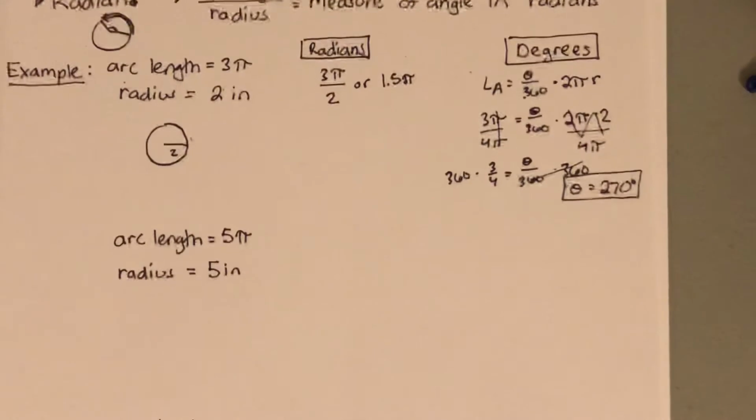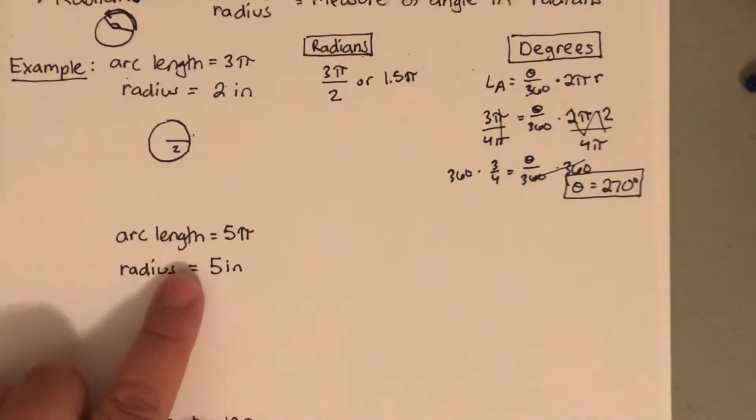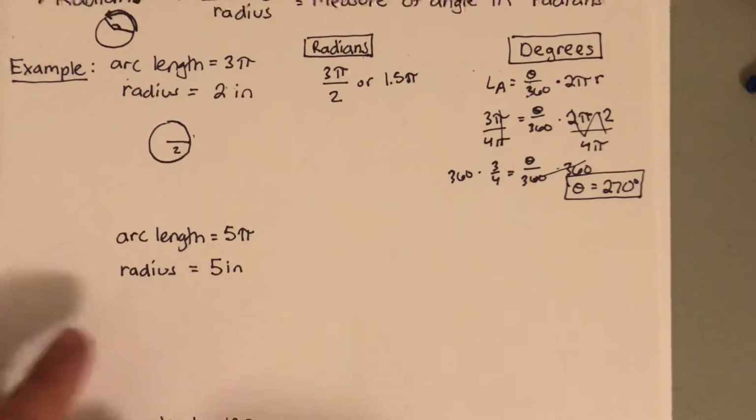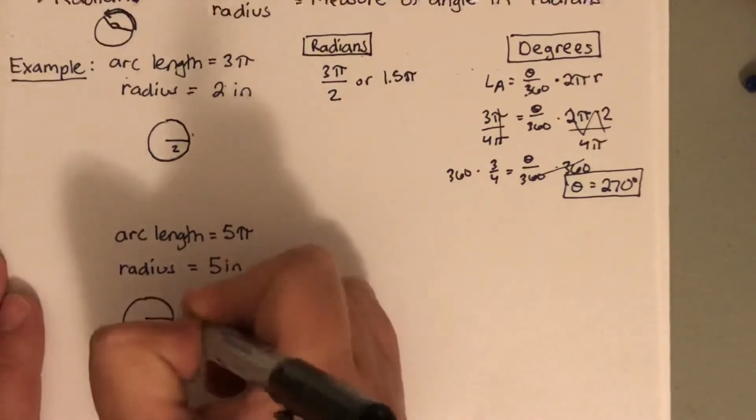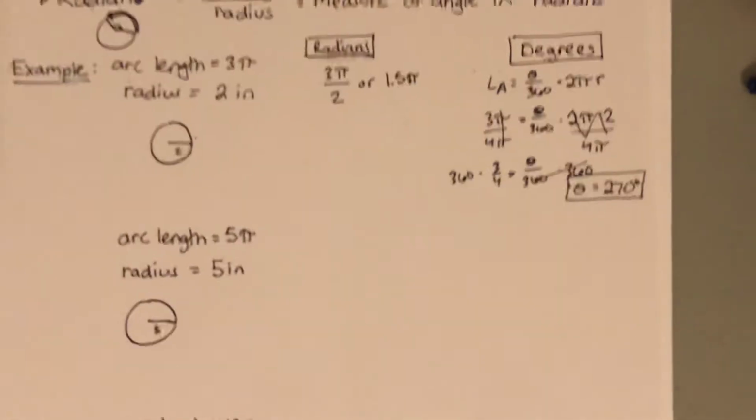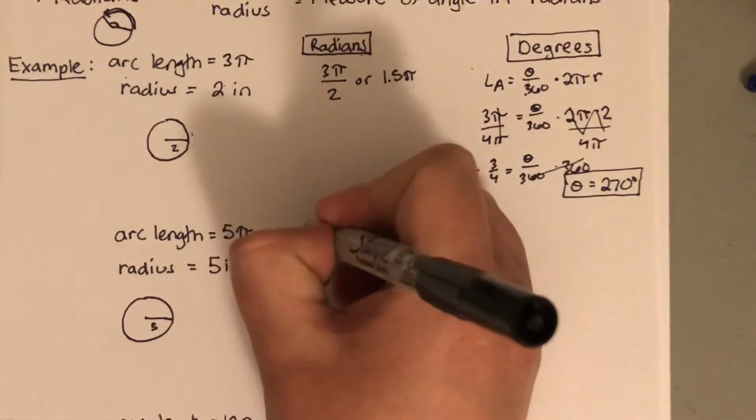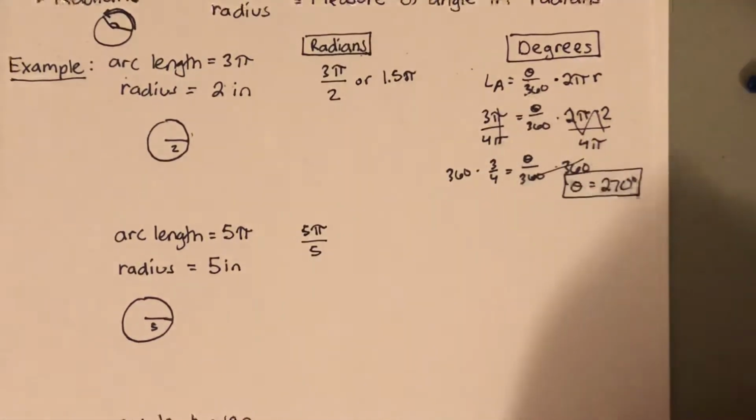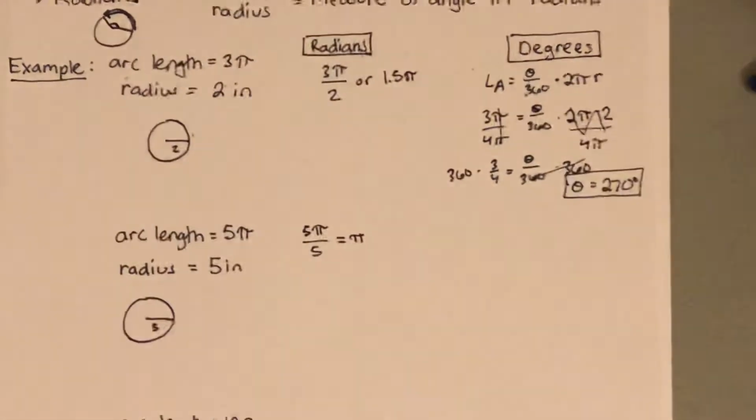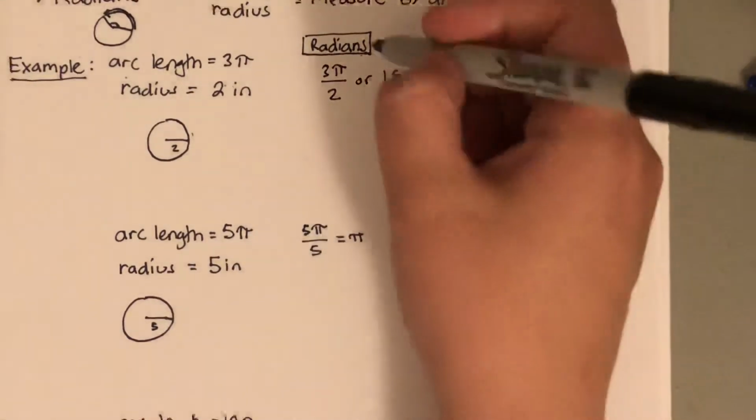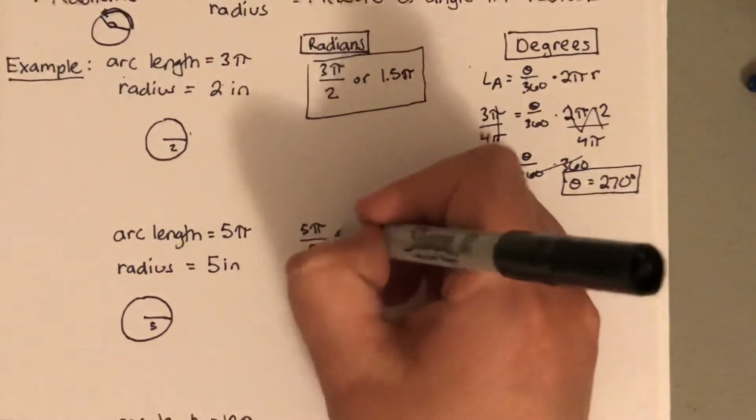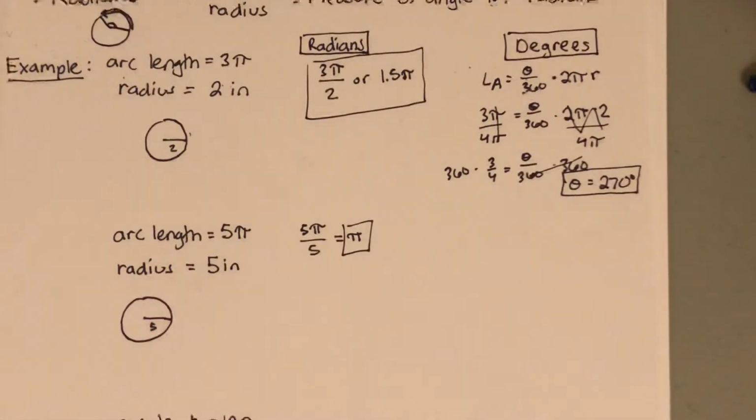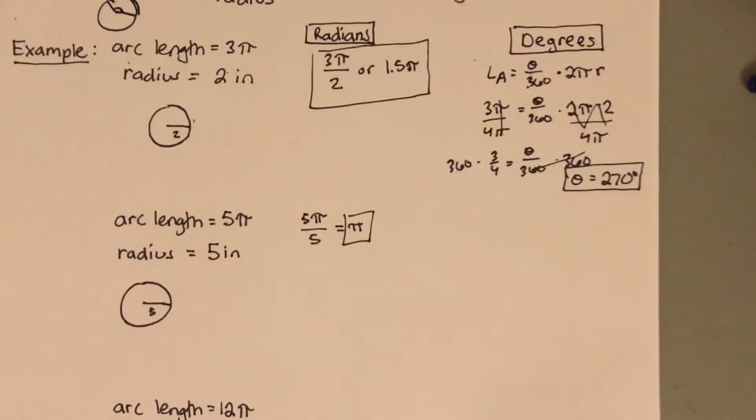Let's look at another one. If I wanted to find the central angle of a situation where we have a radius of 5 and an arc length of 5 pi, I would just do 5 pi over 5, which the 5s would cancel out, and they would just reduce to pi. So you'd have pi radians. Okay, so that was the first one, which compared to 270. Here we have pi radians. Let's see what pi radians compares to in degrees.